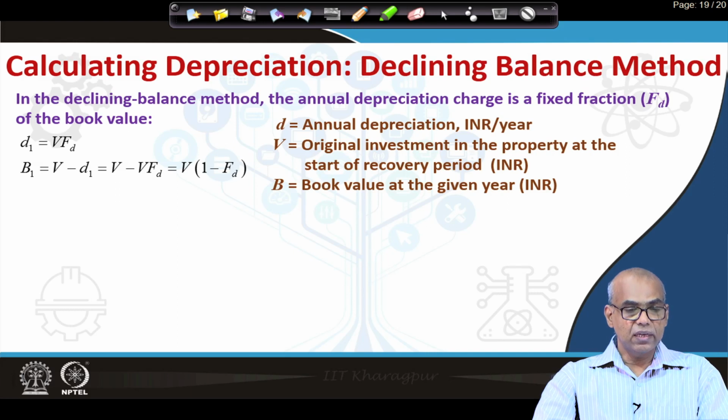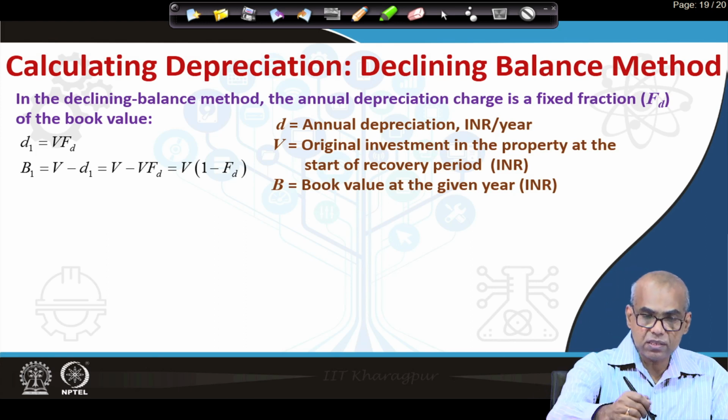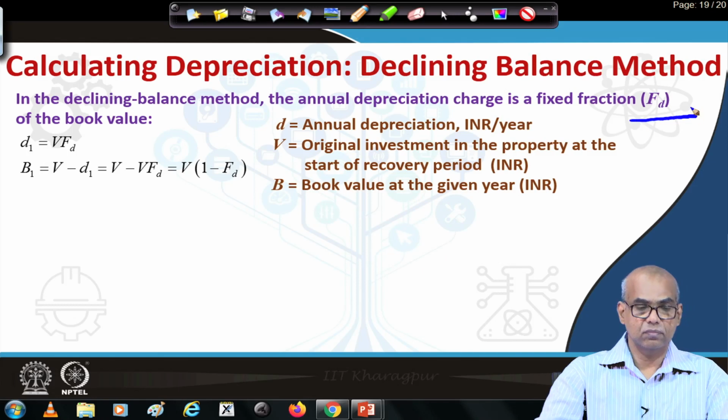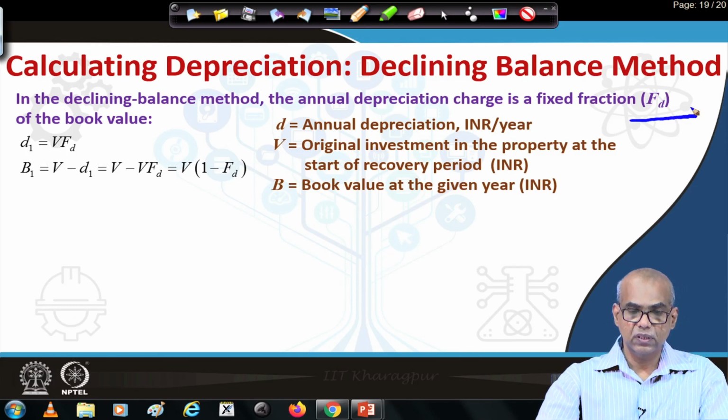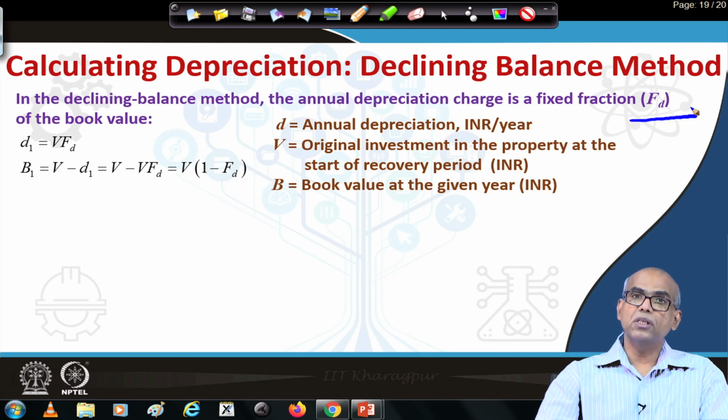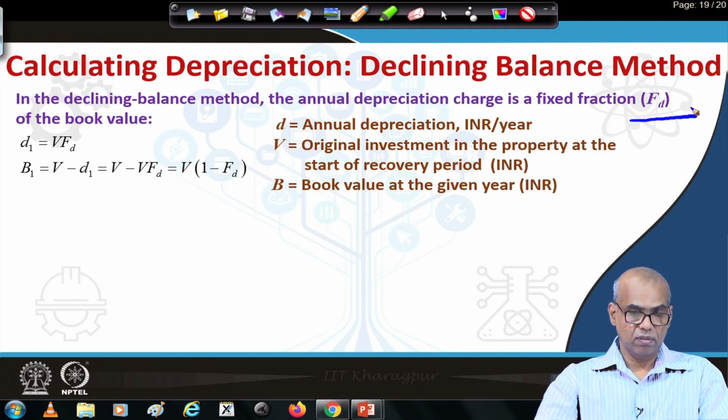As we have discussed, in the declining balance method, the annual depreciation charge is a fixed fraction of the book value. Let us consider that fraction is FD. Let D be the annual depreciation in rupees per year, V the original investment in the property at the start of the recovery period in rupees, and B the book value at the given year in rupees. Now, the declining balance method says that the annual depreciation charge will be a fixed fraction FD of the book value.